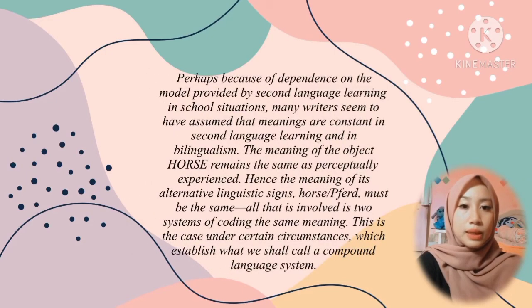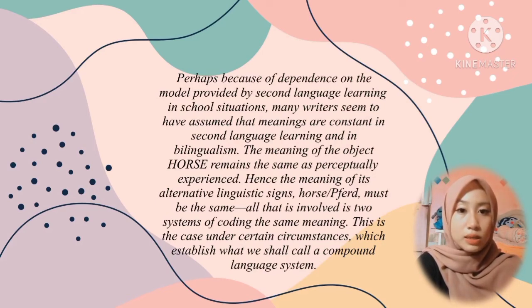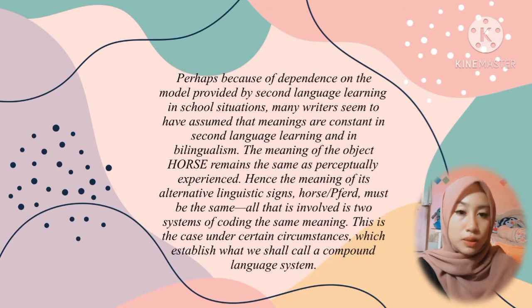Perhaps because of dependence on the model provided by second language learning in school situations, many writers tend to have assumed that meanings are constant in second language learning and bilingualism. The meaning of the object hers remains the same as perceptually experienced. Hence, the meaning of its alternative linguistic signs, hers or private, must be the same, although involved are two systems of coding the same meaning. This is the case under certain circumstances which establish what we shall call a compound language system.